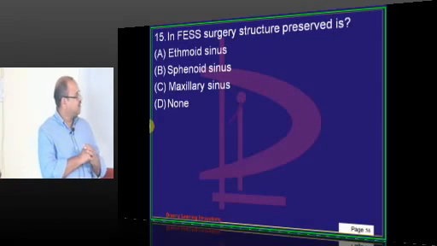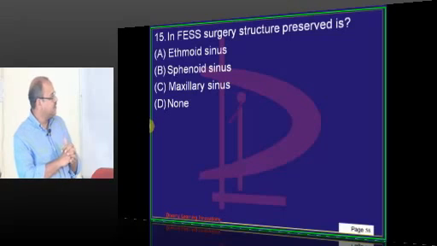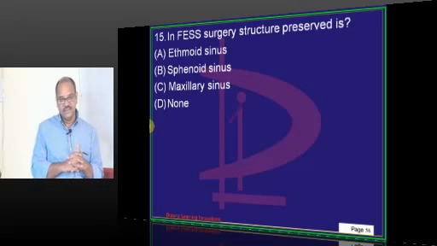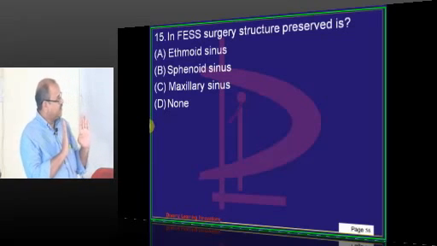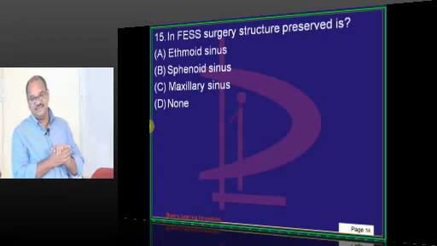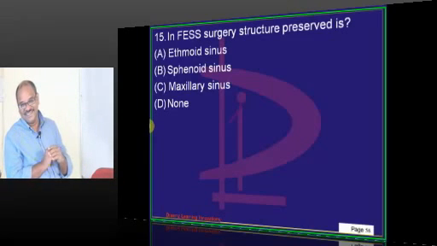FES surgery, structure preserved is ethmoidal sinus, sphenoid sinus, maxillary sinus. Simple. FES surgery, structure preserved is ethmoid sinus, sphenoid sinus, maxillary sinus. Maxillary sinus. Why do you say? One is access is not to all walls of the maxillary sinus are not removed.